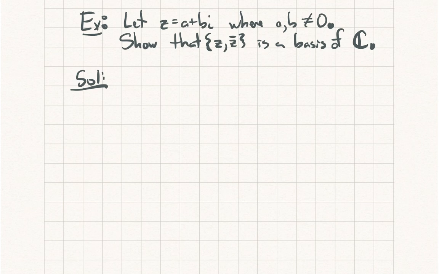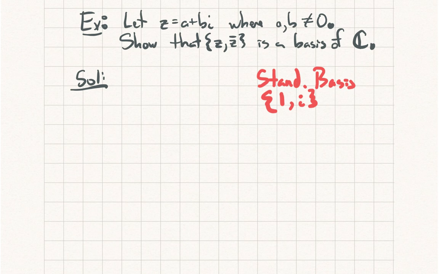Just as a side note before we start, the standard basis for the complex numbers is always the set of just 1 and i. So you can make every complex number a plus bi by taking a copies of 1 plus b copies of i. So that's the standard basis for the complex numbers.